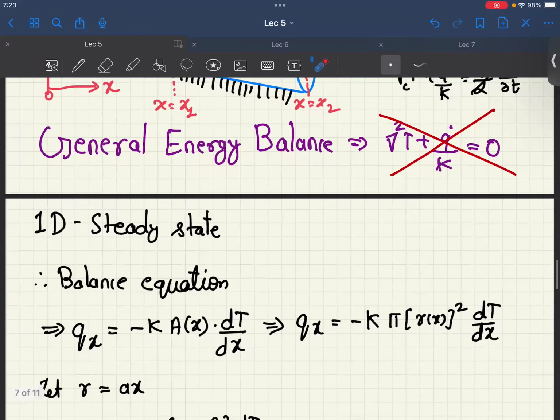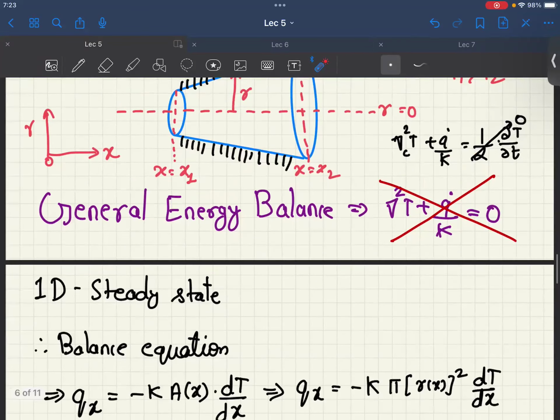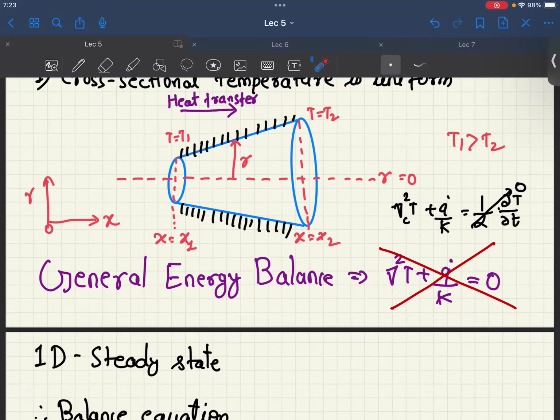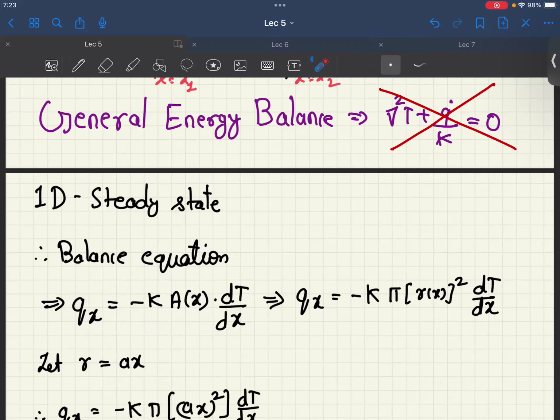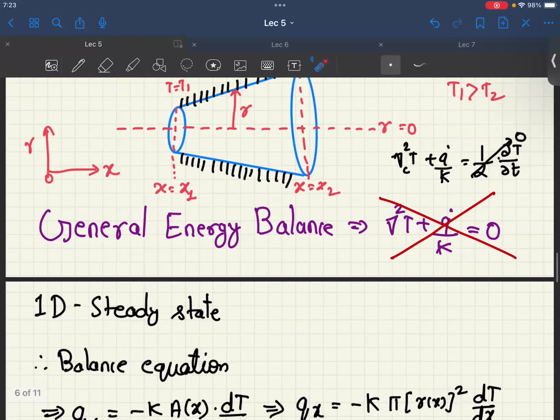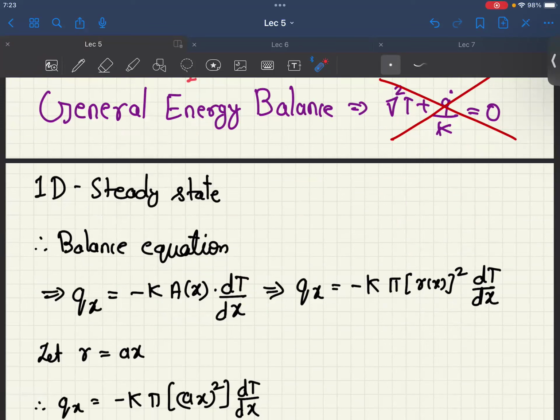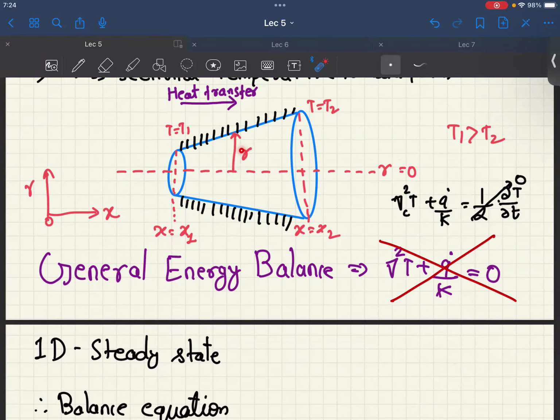In this case, since it's a one-dimensional heat transfer, we can simply go back to our constitutive relationship. Since this is a solid, we use the constitutive relationship for solids, which is Fourier's law of heat conduction. Since it's one-dimensional, q only varies in the x direction. So q equals minus k into area into dT by dx, wherein now the area is a function of x. Area is a function of r, and r is going to be a function of x.